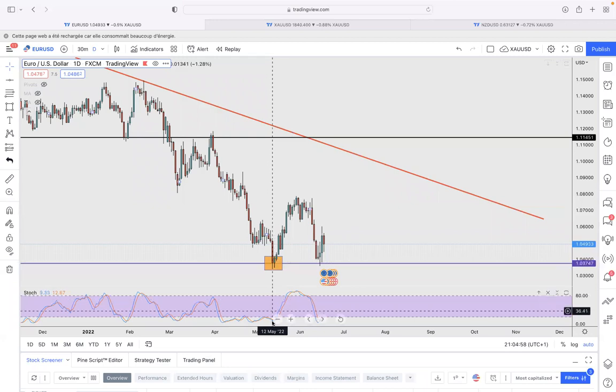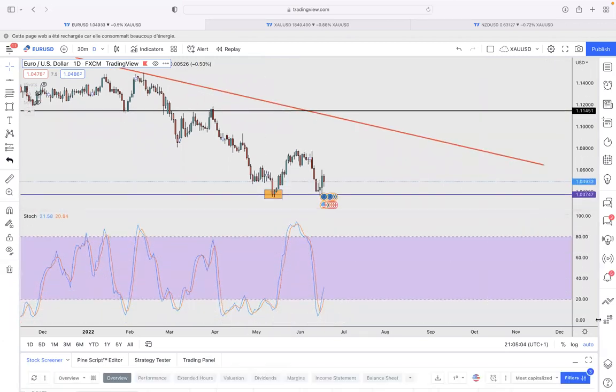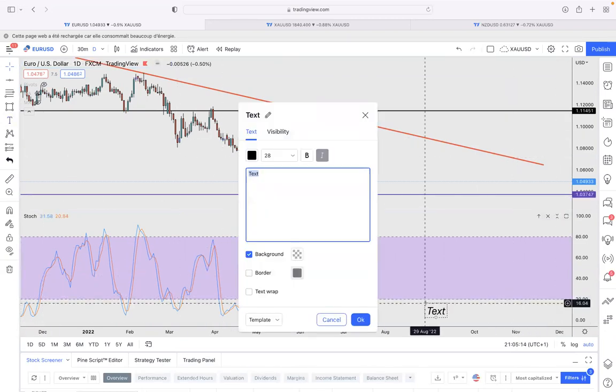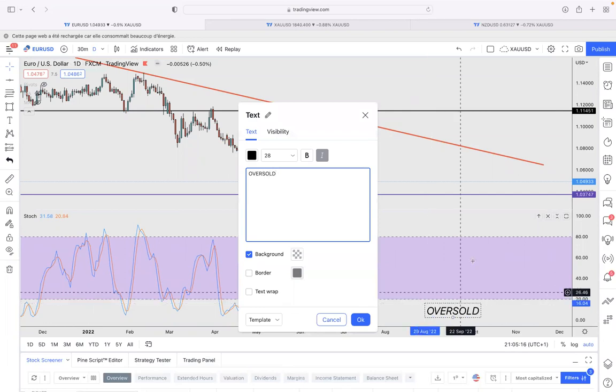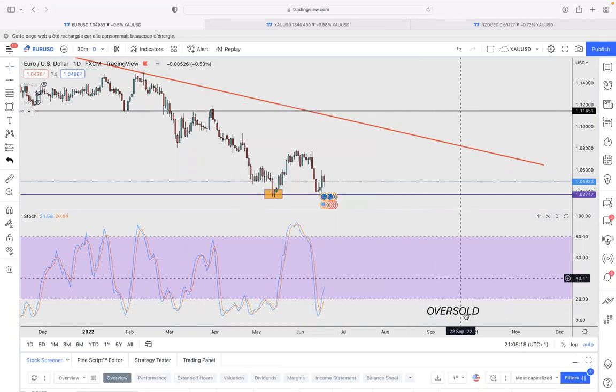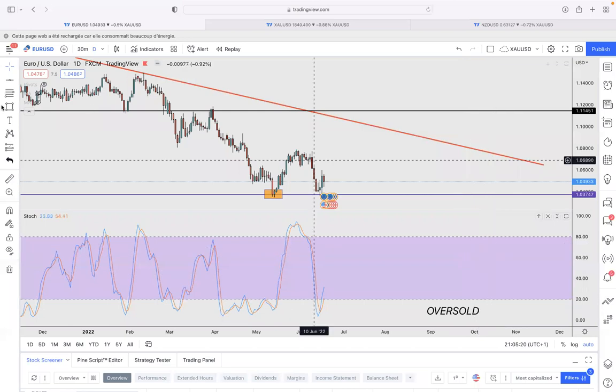Plus, look, correlation with the stochastic. For those who don't know how the stochastic works yet, it's really simple. We have three areas: 0 to 20, 20 to 80, 80 to 100. From 0 to 20, this area means it's oversold. Okay, so I'm gonna roll it for you. Oversold means too many people, like it's too cheap, it's gonna go back up.